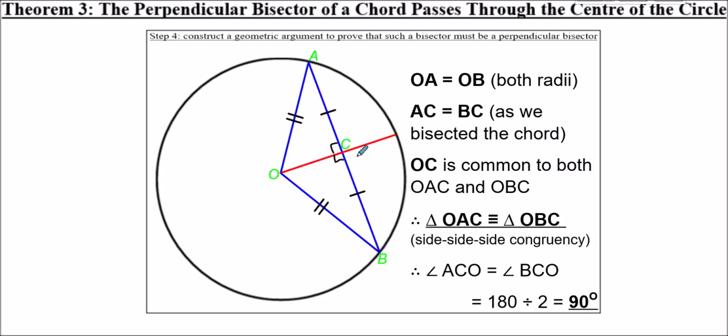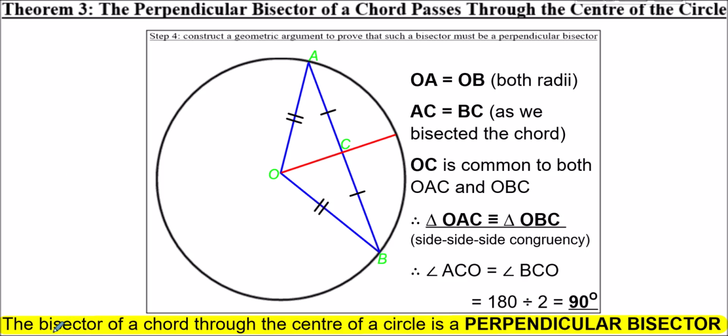So this bisector makes a perpendicular angle with a chord. So it's a bisector which is perpendicular. In other words, it's a perpendicular bisector. So therefore what we can say is that this bisector of a chord that goes through the centre of a circle is a perpendicular bisector. That's one way of saying it.